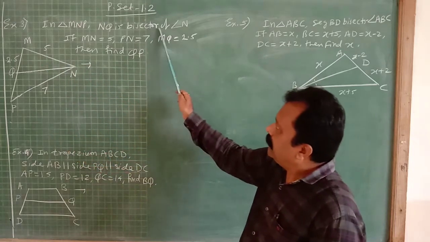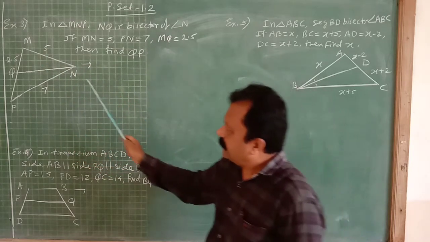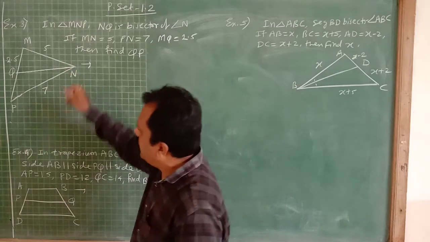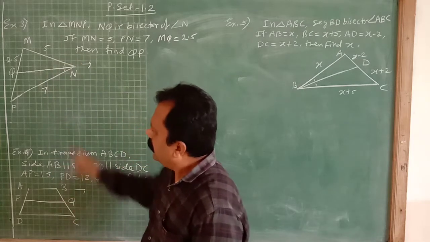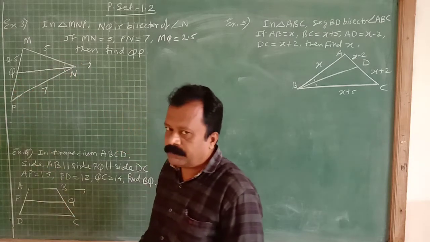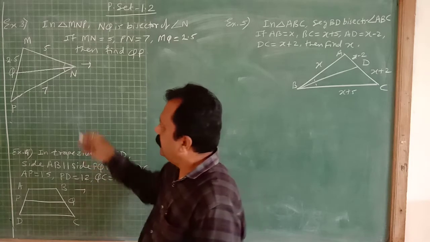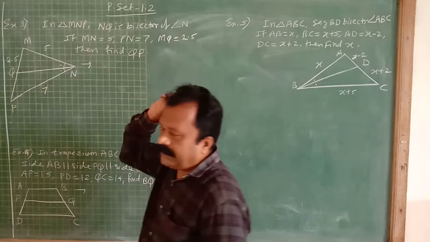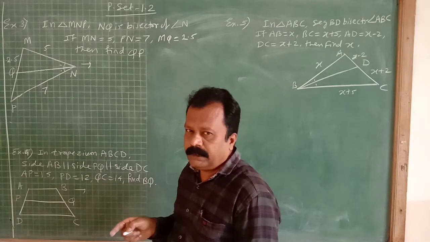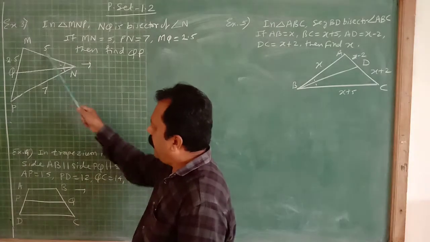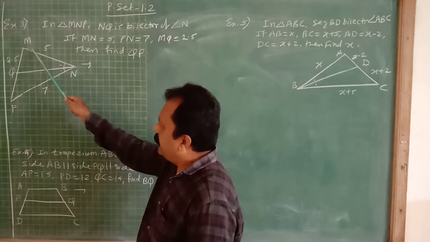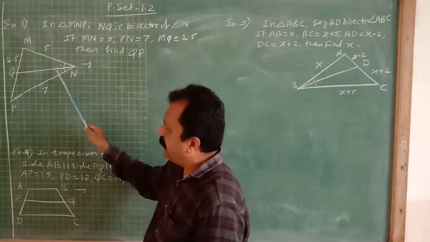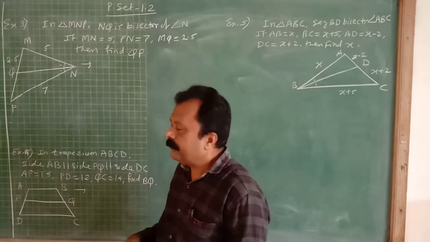What is given? NQ is the bisector of angle N. This is the bisector. So, what is the property of a bisector? The angle divides equally. A bisector divides the given angle equally. Suppose angle MNP is 60 degrees, then it makes angle MNQ 30 degrees and angle QNP 30 degrees. That 30 degrees is equal.